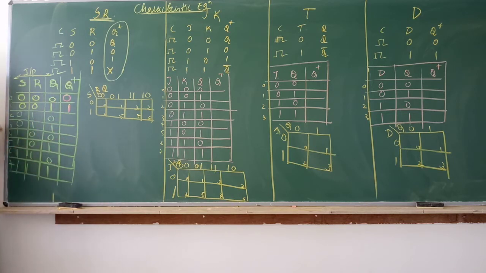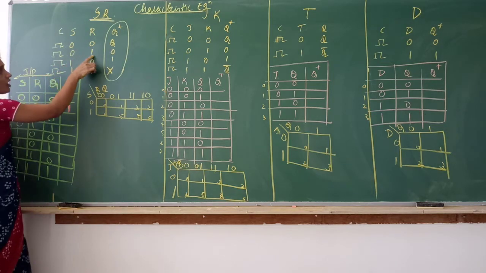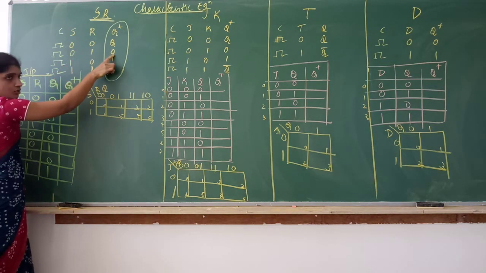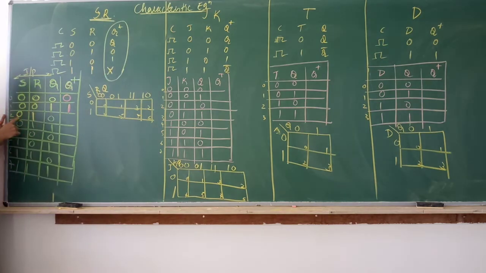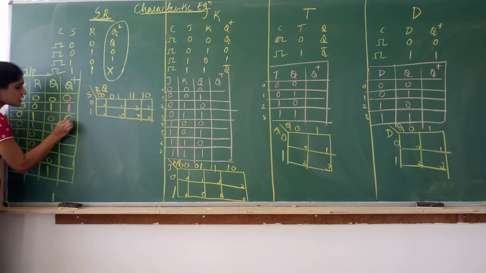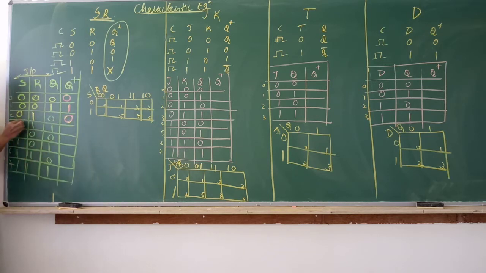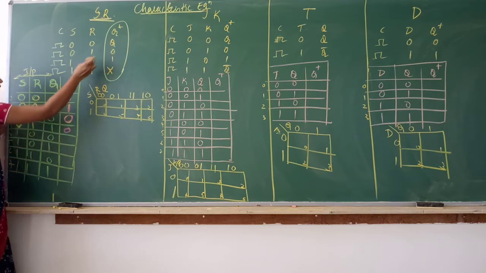Correct? Now, what is S? 0. What is R? 1. When S is 0 and R is 1, what is the next state? 0. Does it depend on the previous state? No, it is 0. So when S is 0 and R is 1, the next state is 0, by looking at the function table.